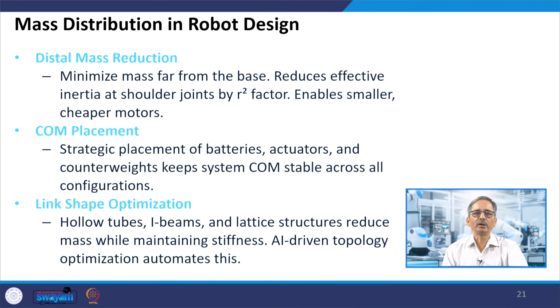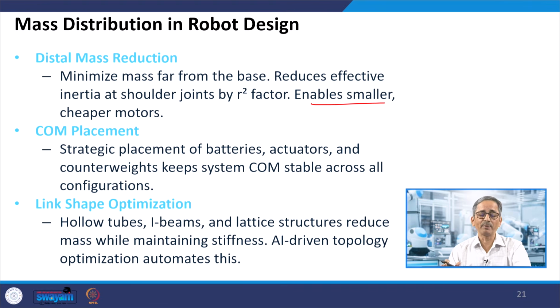Okay. Fine. So, mass distribution in robot design. What we have is distal mass reduction, the aim is to minimize mass far from the base to reduce effective inertia at the shoulder joint by say r square factor, and this enables a smaller and cheaper motor. Then the center of mass placement: strategic placement of batteries, actuators and counterweights keep the system center of mass stable across all configurations, especially if I am talking about, say, mobile legged robots and so on, there this is of prime importance. Okay.